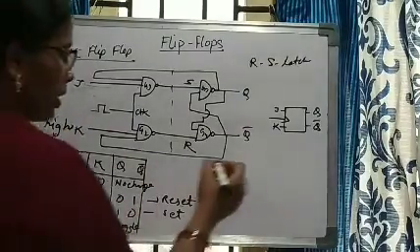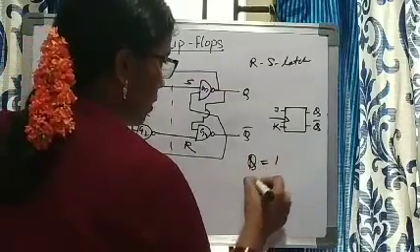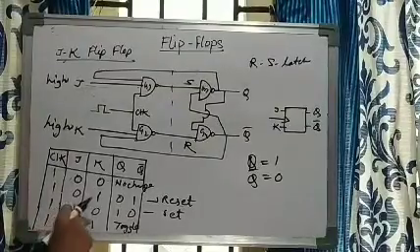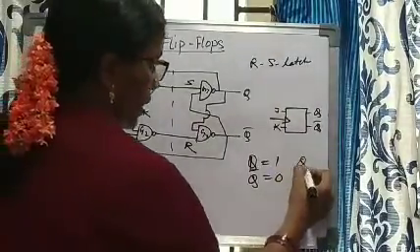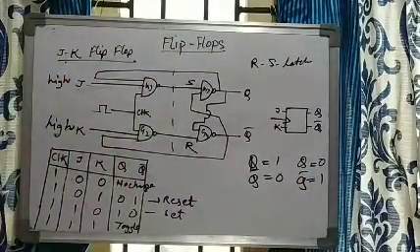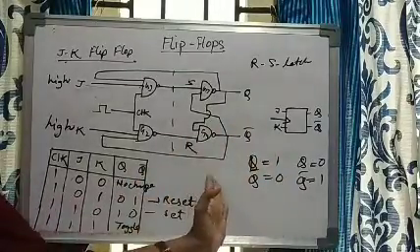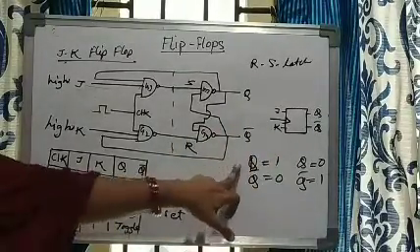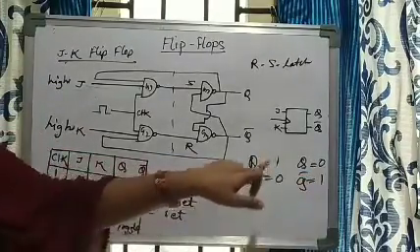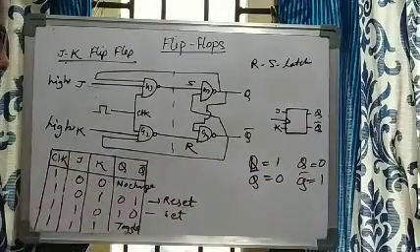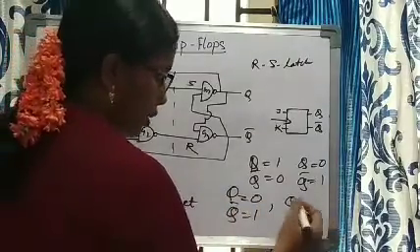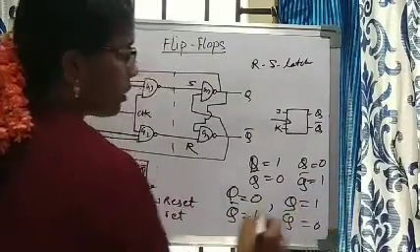Toggle means, suppose previously Q equals 1 and Q bar equals 0. When we apply clock pulse 1 and J equals K equals 1, we get the output Q equals 0, Q bar equals 1. Means it will just toggle, it will just transfer the output into its complement. Earlier Q was 1, so now after toggle we get Q equal to 0. Earlier Q bar was 0, we get 1. Suppose earlier Q is equal to 0, Q bar equals 1, after toggle we get Q equals 1 and Q bar equals 0.